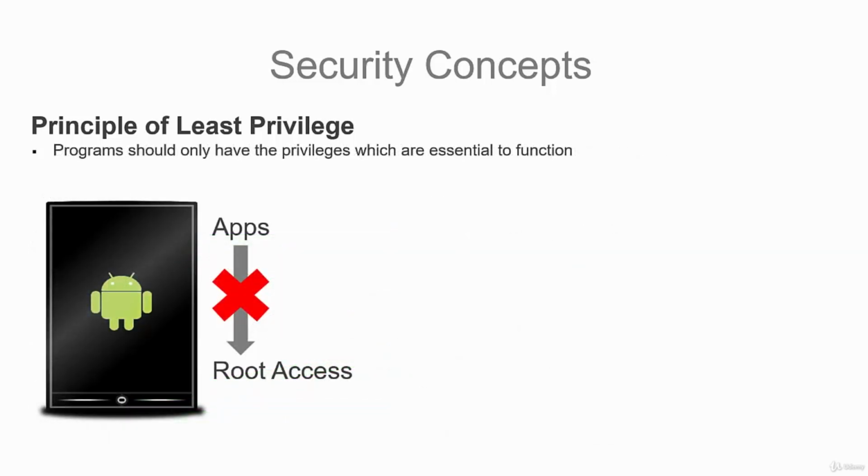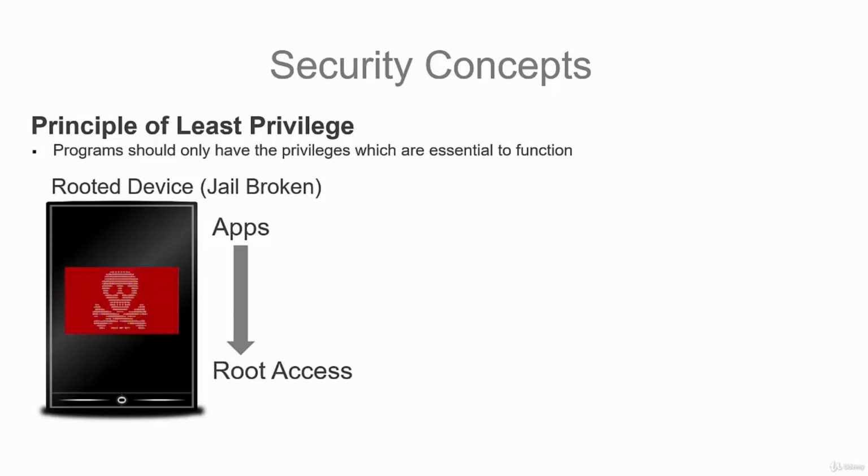Just like users, programs should also only have the privileges needed to function. For example, you would not want all the programs on a device to have root access. If you've ever heard of a device being rooted or jailbroken, that means that all the apps have root access, which can leave a device vulnerable to threats such as malware.